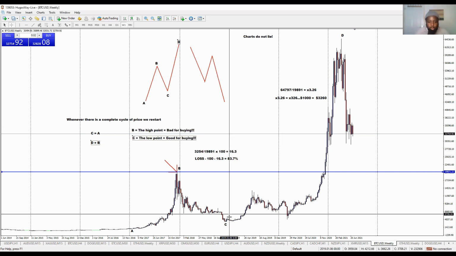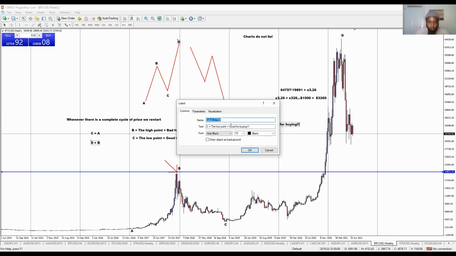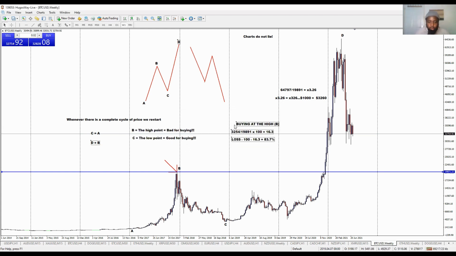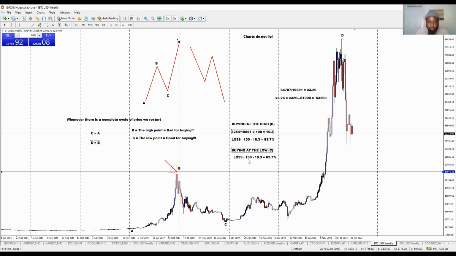Now, what would have happened? Let's do some maths here. So this is the maths, and I'm going to put this on top of here. Buying at the high, I'll put in brackets B. So what would happen if we bought at the low point? What if we bought at the right place, which is down here, buying at the low? What would happen if we had bought there? So let's do a quick calculation here. First of all, if we got the absolute lowest price, that was 3,200. Let's put this here.